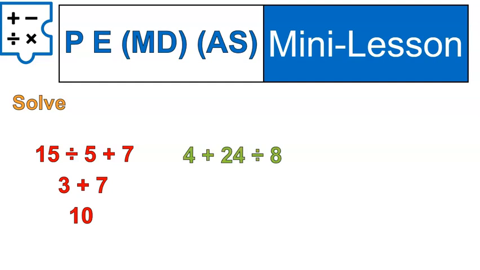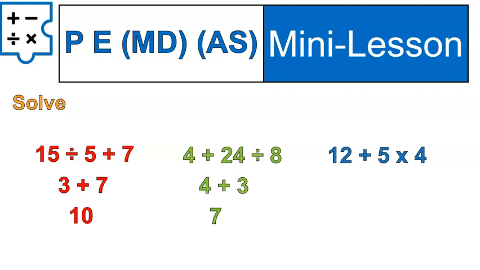Next expression. 4 plus 24 divided by 8. What are we going to do first? Addition or division? This is very similar to that first example because we do the division first. It doesn't matter where it's written, division gets done first. So we are doing 24 divided by 8. Everything else stays the same, 4 plus, and then we add 4 plus 3 to get 7.